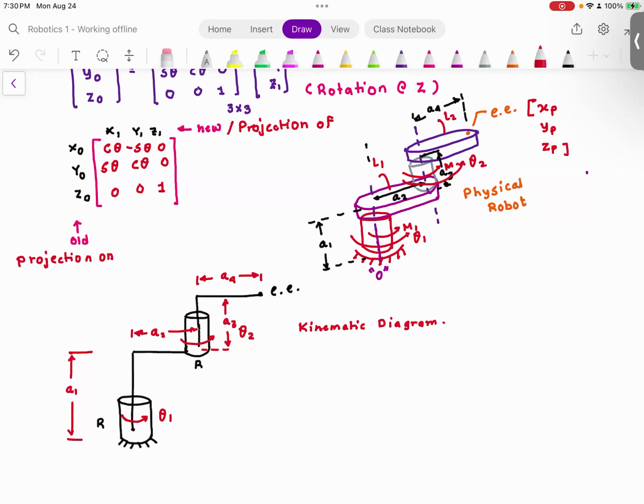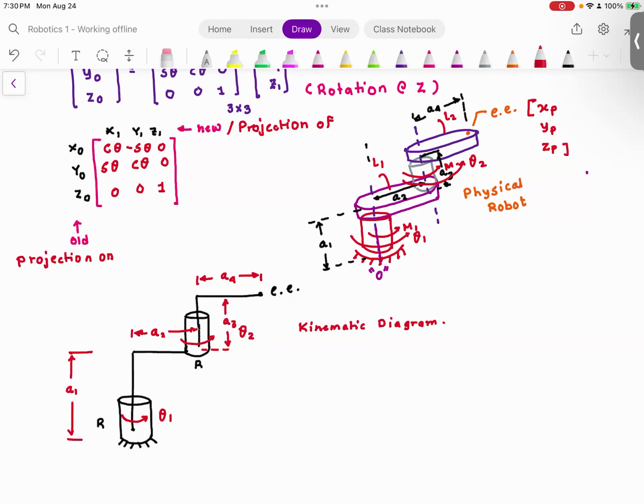A kinematic diagram represents a geometric representation of the physical robot. So clearly the kinematic diagram doesn't look like the physical robot, but it captures all the links, all the joints and major dimensions. Now, the first thing we have to do when we have a kinematic diagram is assign the coordinate system. Assigning the coordinate system is a very, very important activity, and there are some rules that you have to follow.